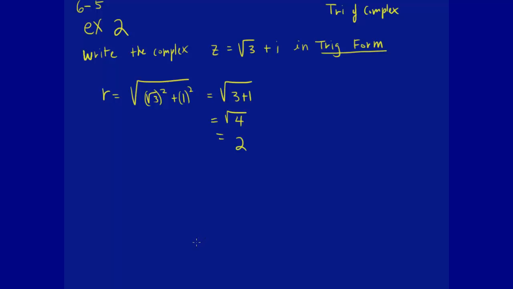Now, we know again it's going to be a plus bi, and it looks like b is equal to 1 here. b is equal to 1. Okay, so we're going to look at that right here. Step 2 is tangent of theta is going to be b over a, and b is going to be 1, and a is radical 3.